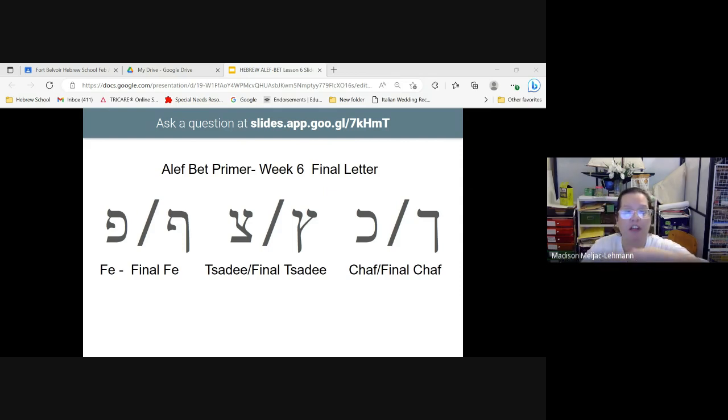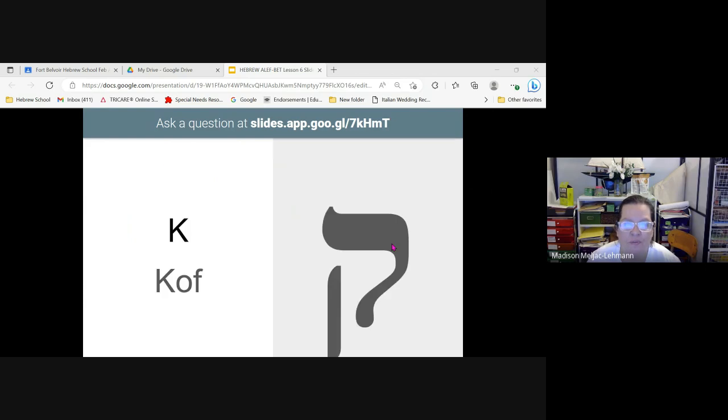So the final fey, we did the same thing. We unfolded the bottom and it goes straight. So the final letters are long and tall, if that's one way to help you look at it while you're looking at the counterparts.